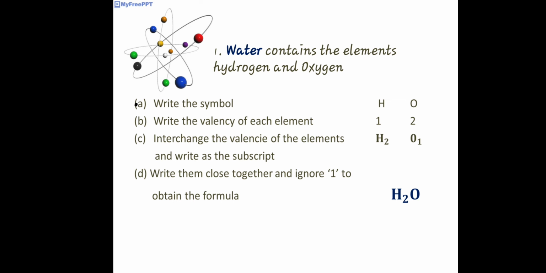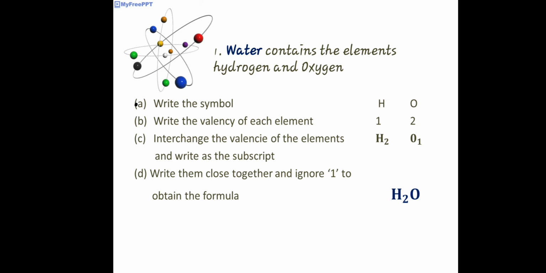If you follow the steps and rules on how to write the chemical formula, eventually you can easily know the chemical formula if you combine certain elements. Like for example, water. Write the simple H and O, then write the valency of each element. We have 1 and 2, then interchange. As I've said, the word interchange means you have to swap.